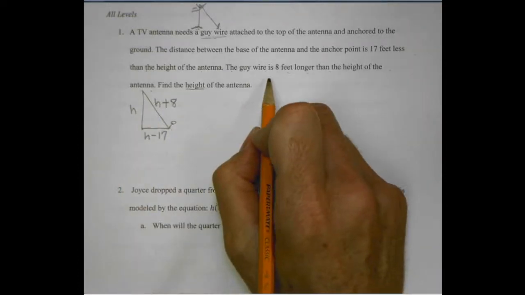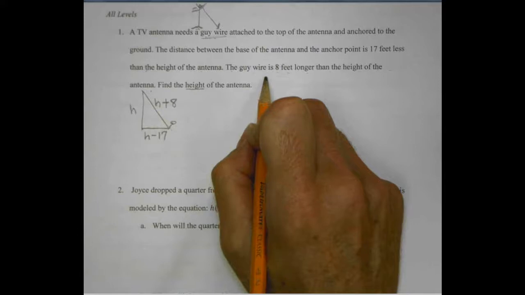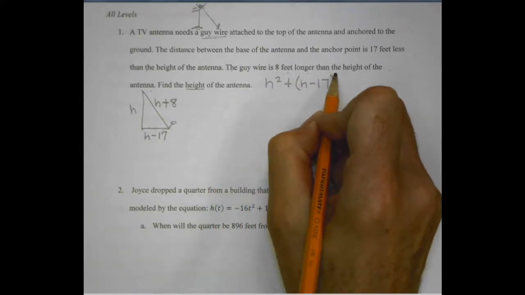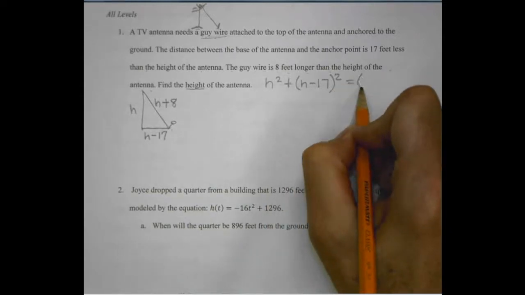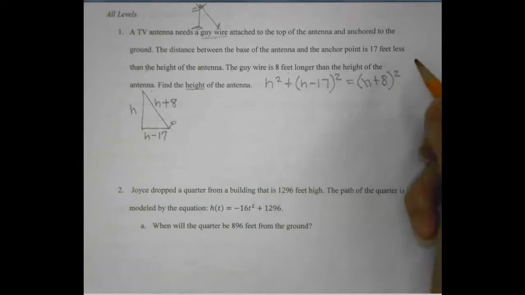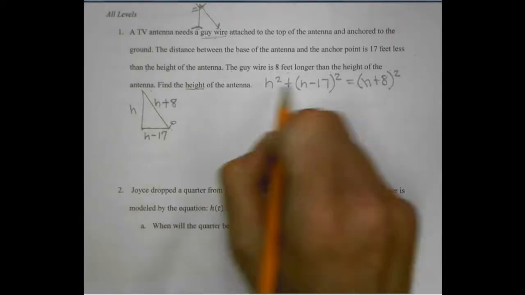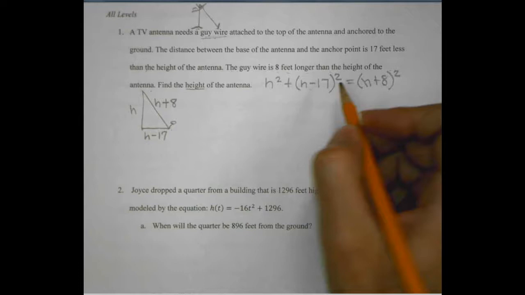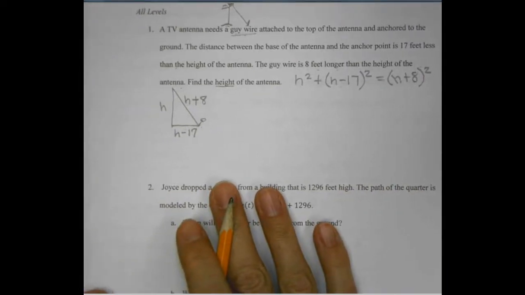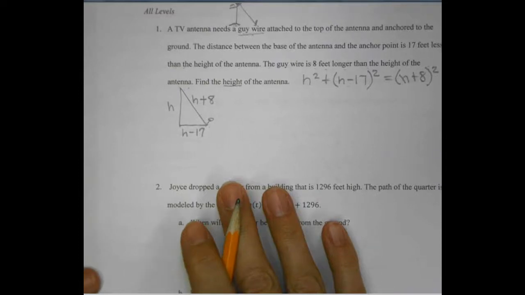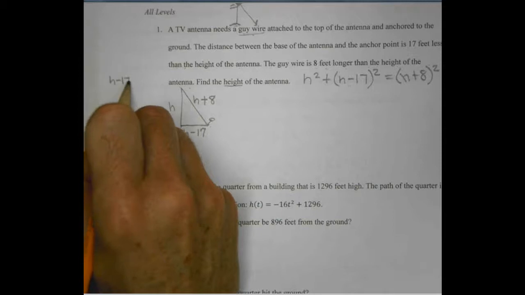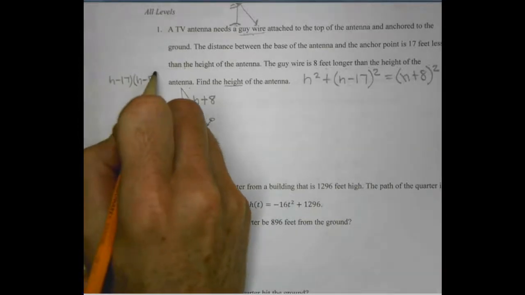Let's use the Pythagorean theorem to figure this out. So I have h squared plus (h minus 17) quantity squared equals (h plus 8) quantity squared. Now I need to expand this one, the h minus 17. So I'm going to come over to the side here where I have a little bit of extra space, and I have h minus 17, h minus 17.